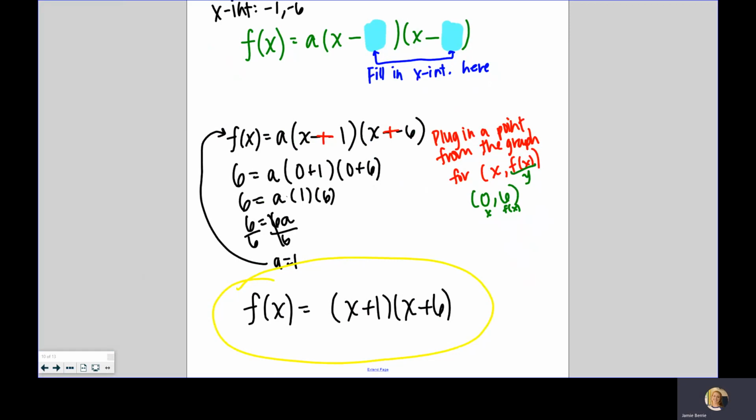Okay. So that's everything for section 3.3. If you have any questions about quadratic functions, please let me know. Otherwise, I'll talk to you guys soon.